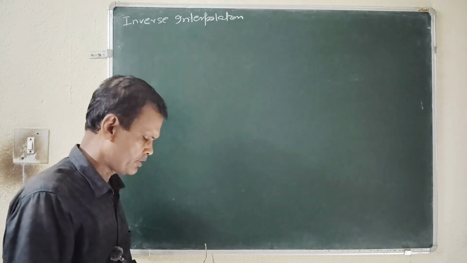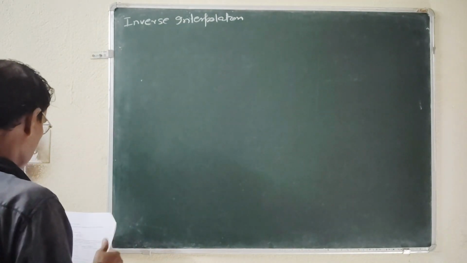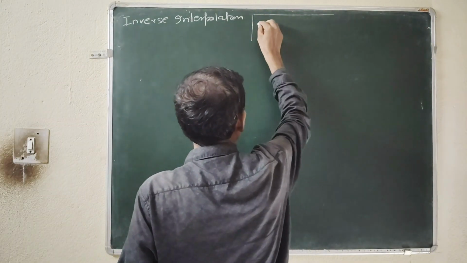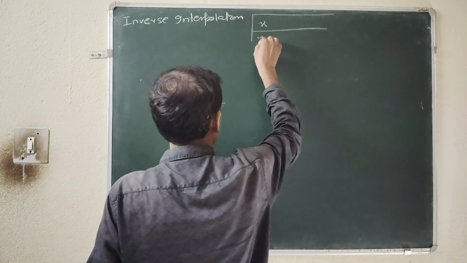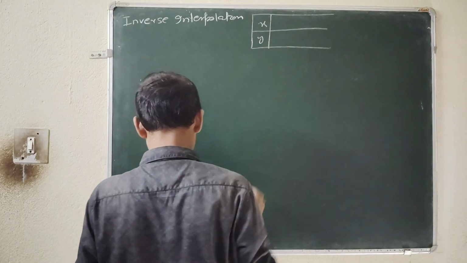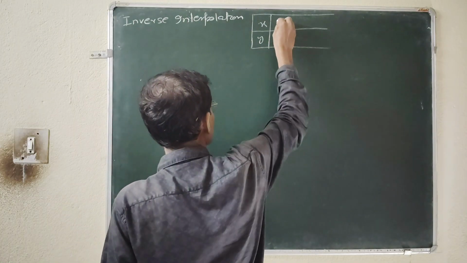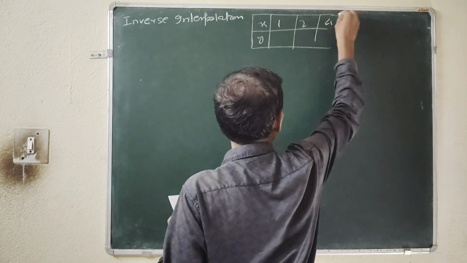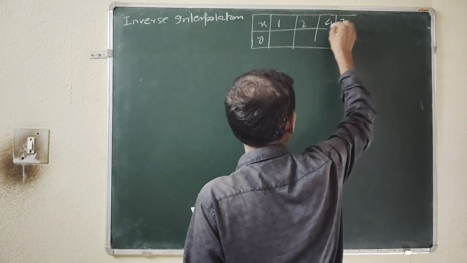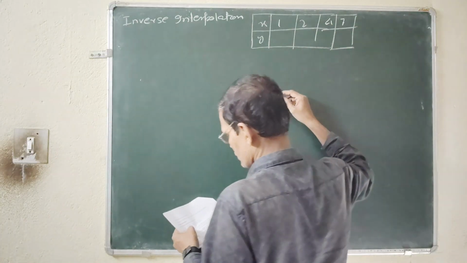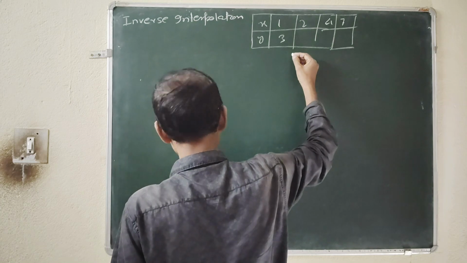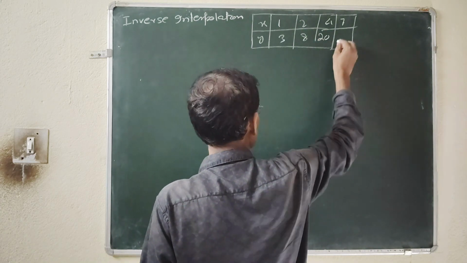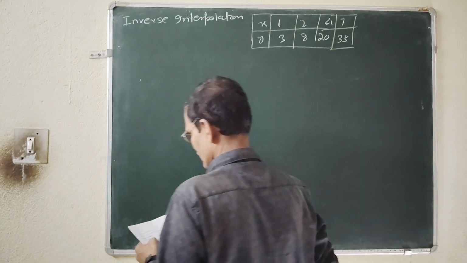How do we do it? We will start from an example. Say the set of data is, this is x, this is y. A set of data is given, that is x is 1, 2, 4 and 7, and for 1 the value of y is 3, for 2 the value of y is 8, for 4 the value of y is 20, for 7 the value of y is 35. So this is the given data.